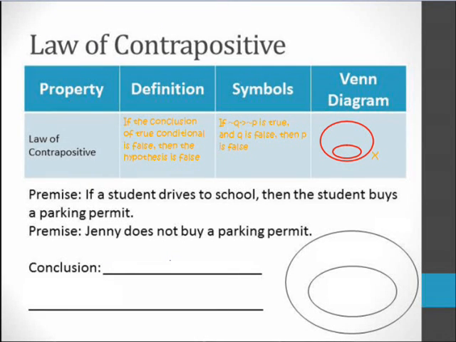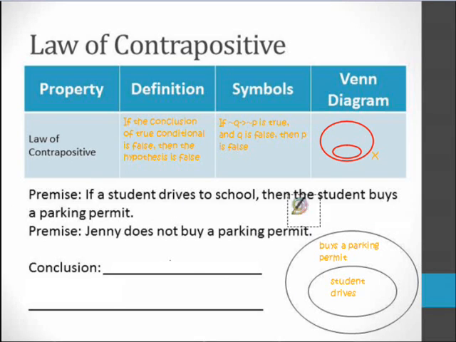So here's another one, law of contrapositive. If the conclusion of a true conditional is false, then the hypothesis is false. So if not Q, then not P is true, and Q is false, then P is false. And here we have the Venn diagram again, but the X is outside. So let's take a look here. If a student drives to school, boom, there's the student driving to school, then the student buys a parking permit. All right, so the student buys a parking permit.